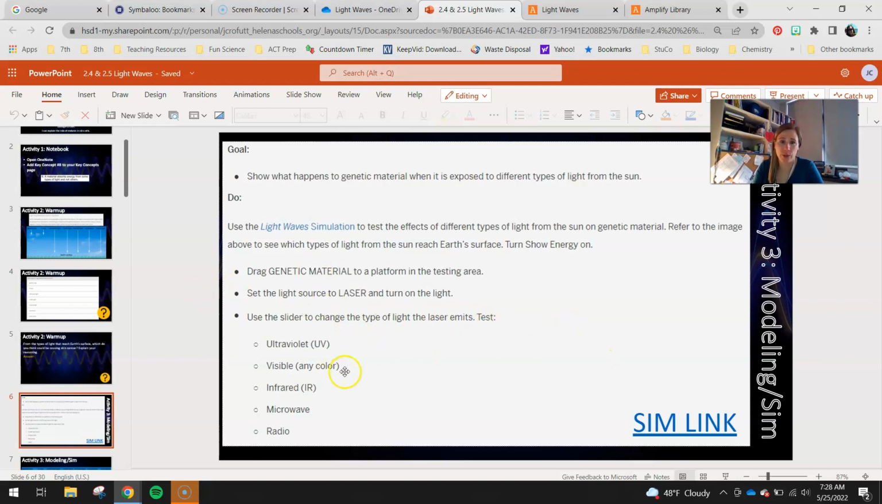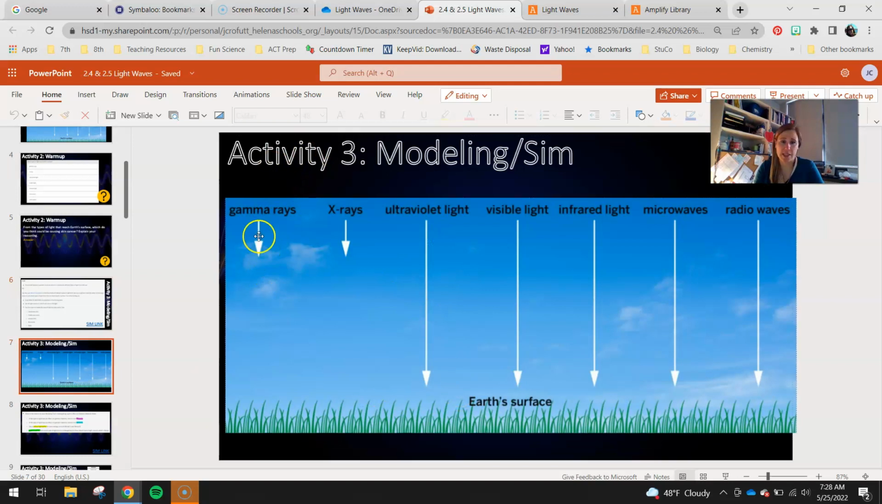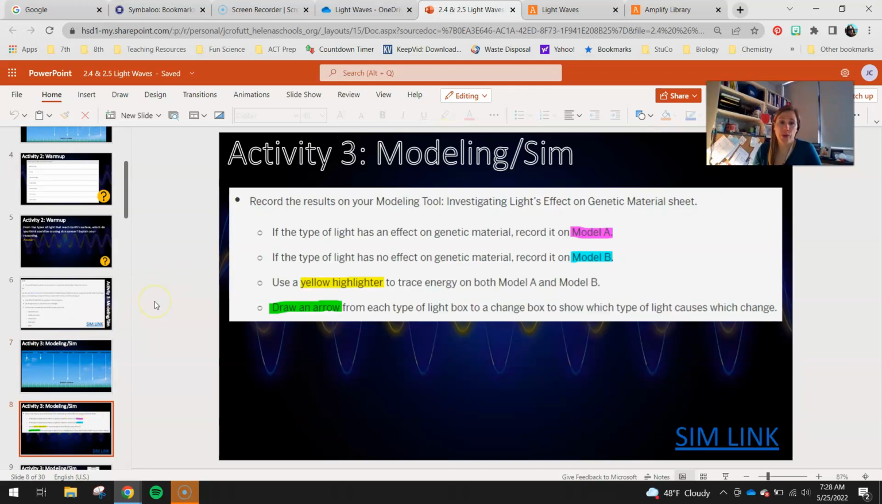I'm going to do this for you guys, but before I show you the results, I want to show you your 2 modeling tools. Again, we're testing different types of light here: gamma rays, X-rays, ultraviolet light, visible light, infrared, microwave, and radio waves. We see that these 5 are the ones that actually touch the Earth's surface. They go right through the atmosphere, whereas gamma rays and X-rays get absorbed by the Earth's atmosphere, so they don't reach the surface. But we're going to test all 7 and figure out which of these could potentially do damage to our DNA. Record the results on your modeling tool, investigating light's effect on genetic material.